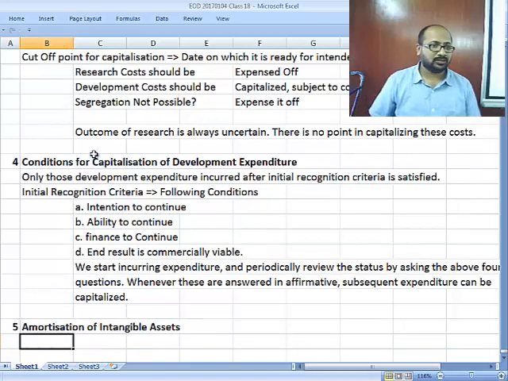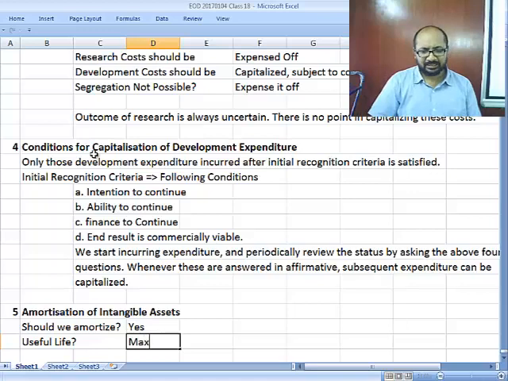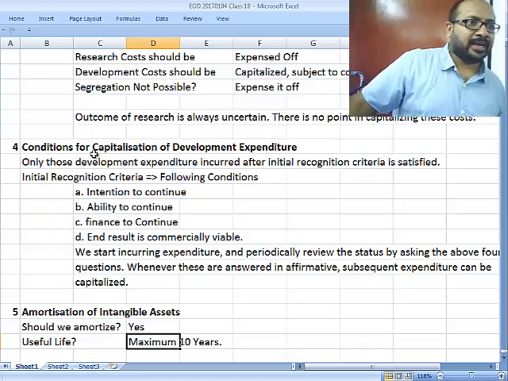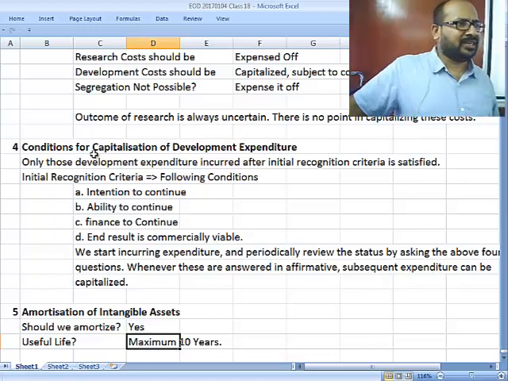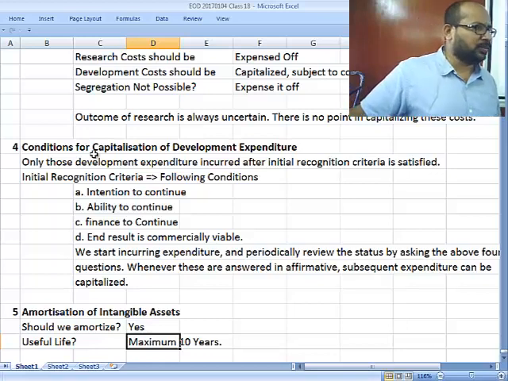Amortization of intangible assets. Should we amortize? Yes. What is the useful life? Maximum 10 years. So the logic for almost every intangible asset is that you are assuming you are not expected to use it beyond 10 years. A brand could be used for a much longer period, but the standard simply says we'll assume it is 10 years and then write it off.